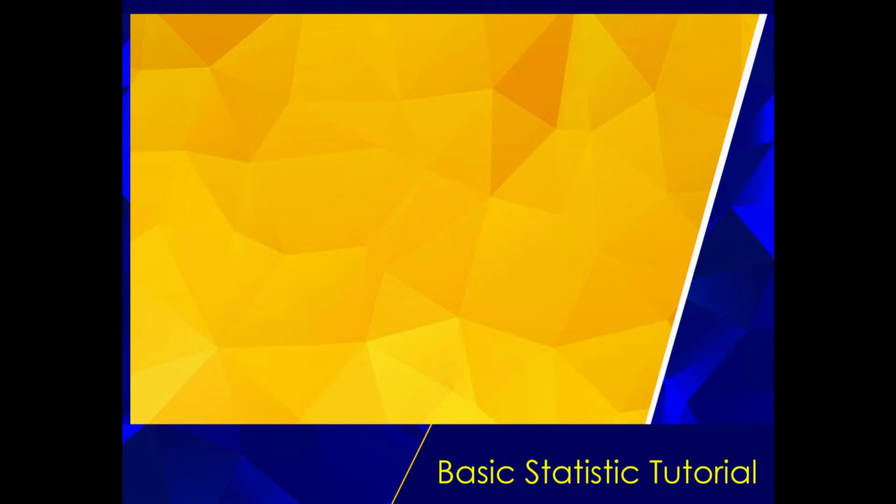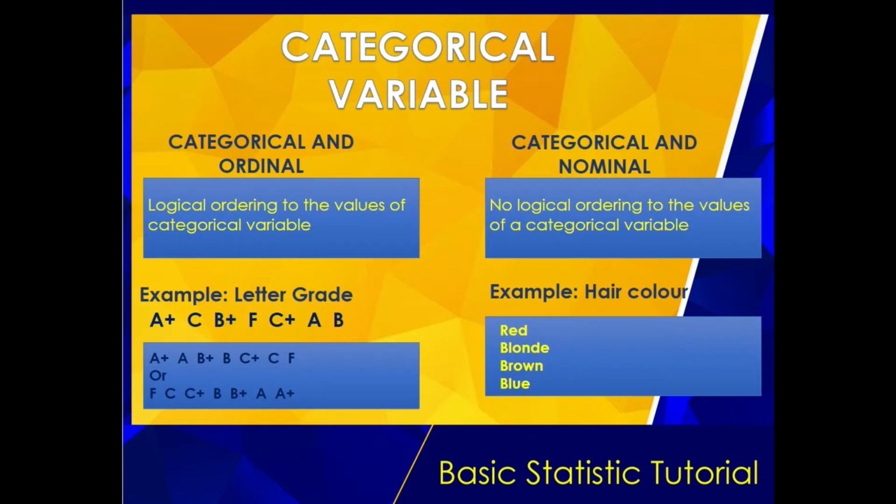Something is said to be categorical and ordinal if there is a logical ordering to the values of a categorical variable. A good example of this would be letter grade. We can logically order the values of this categorical variable from high to low, or from low to high.